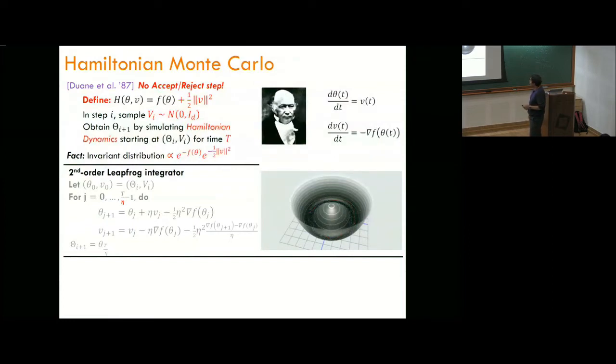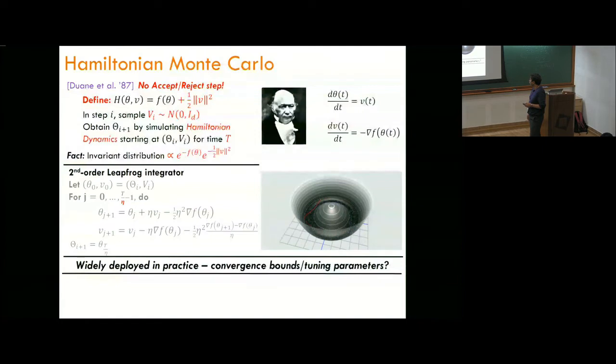So my goal would be to show you that this is even a reasonable thing to do, and then give you some very high level idea of what the proof might look like. This method is actually very widely used in practice. But the questions about what is eta, what is t, how to set these things, this is what I call parameter tuning.